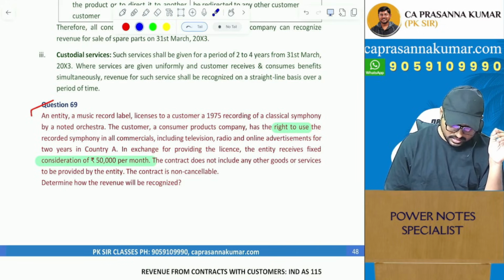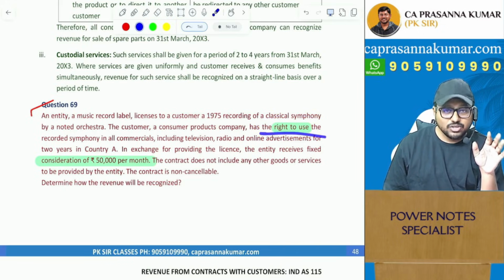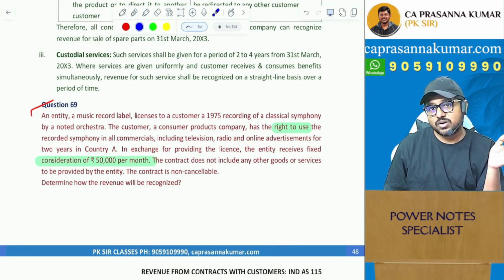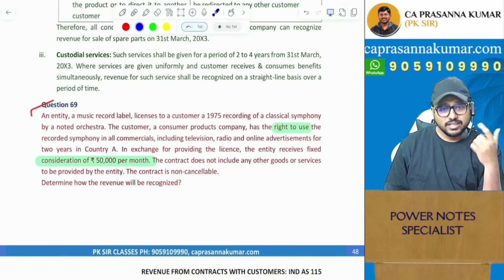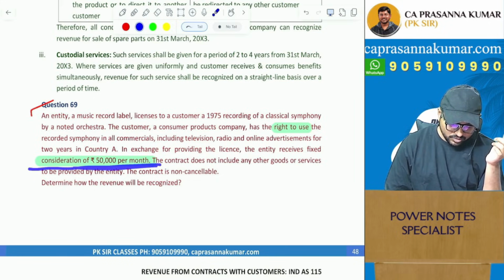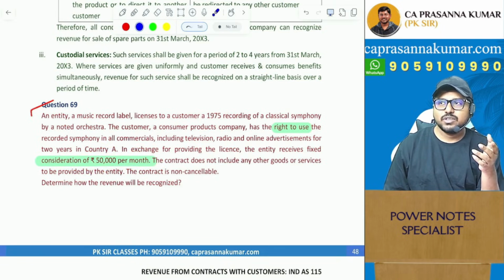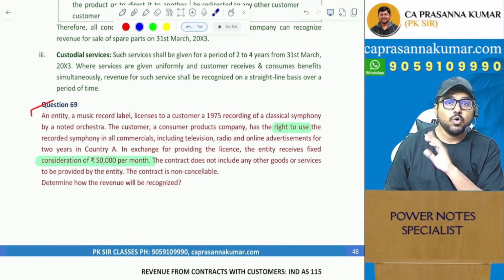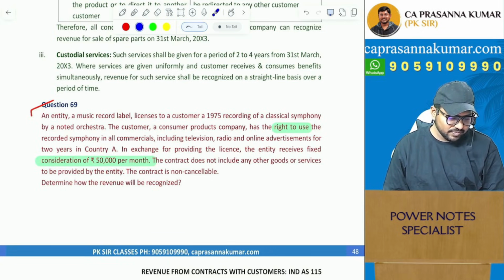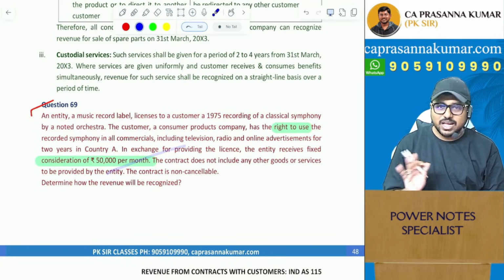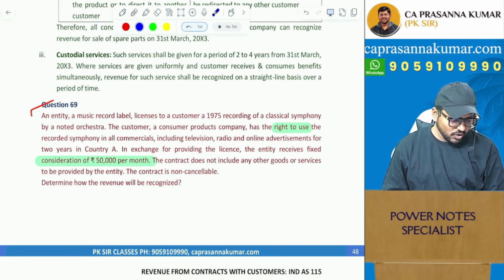Now the twist in this question: I've seen students make this mistake. They know the concept. They know that right to use means it's static, so transfer of control happens at the beginning, at a point of time. So the PO is satisfied at the beginning itself, and therefore revenue has to be recognized at the beginning itself. They have that clarity, but by the time they come to this sentence, they see 50,000 per month and think we need to recognize revenue over a period of time. No, all the revenue will be recognized upfront. Monthly consideration means revenue over time? No, wrong. Total revenue will be recognized upfront.